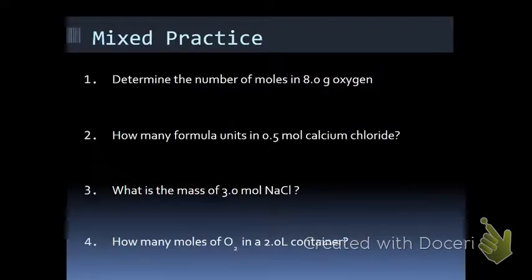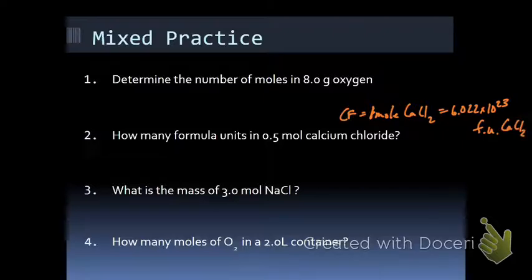So our conversion factor is going to be Avogadro's number. So our conversion factor is 1 mole of calcium chloride equals, and then Avogadro's number, 6.022 times 10 to the 23rd formula units, right, or particles, formula units of calcium chloride. All right, so we start with 0.5 moles.